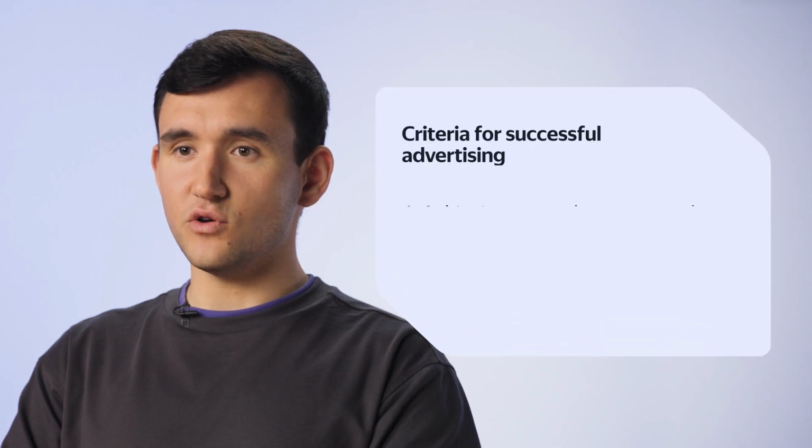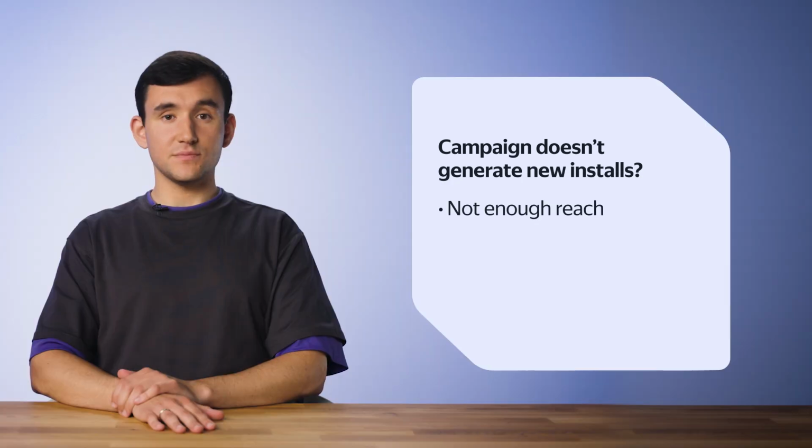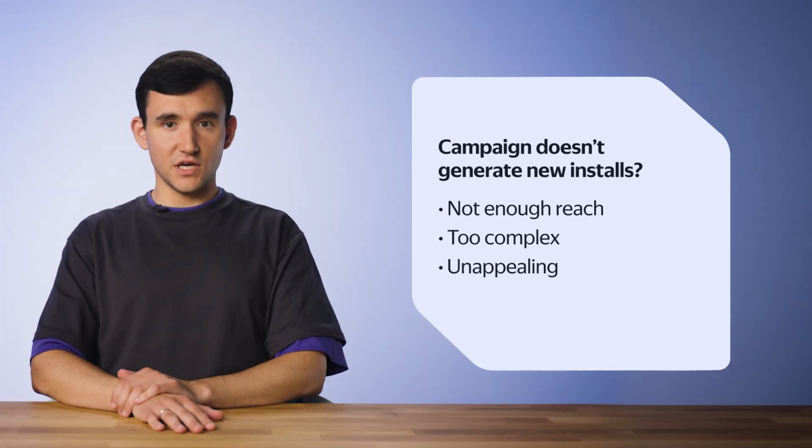So, what are the criteria for successful advertising? First, it's achieving your advertising goals. For example, if we want to increase the number of new users of our app and our ad campaign results in a large number of new installs, it means our goal has been accomplished. What do we do if the campaign doesn't generate new installs? We can check how effectively it's reaching our target audience. It's possible that the campaign doesn't have enough reach, in which case we need to look for ways to expand it. Or our app may be too complex or unappealing to users. In such cases, we should collect user feedback and make the necessary changes to the app's interface or user journey.